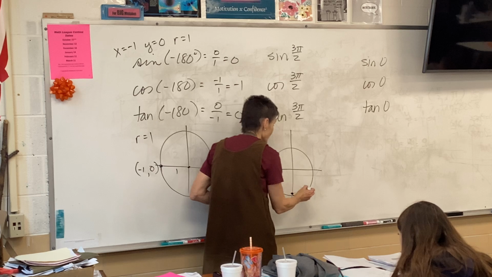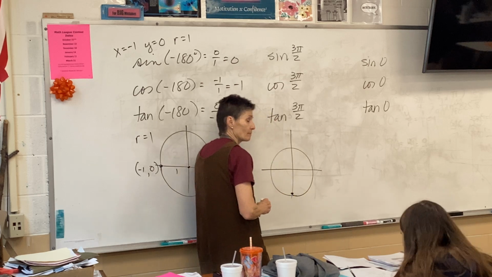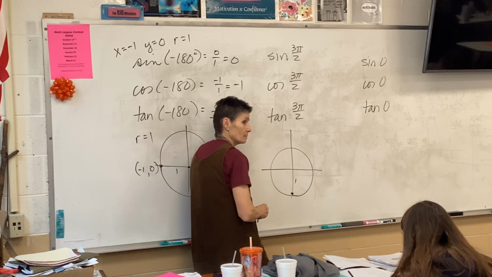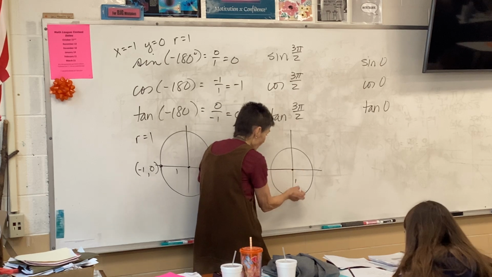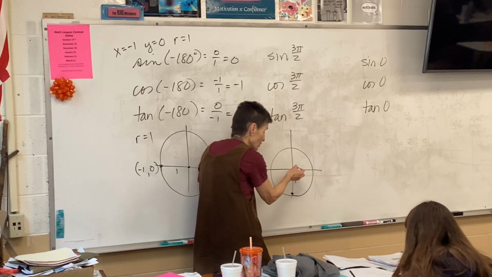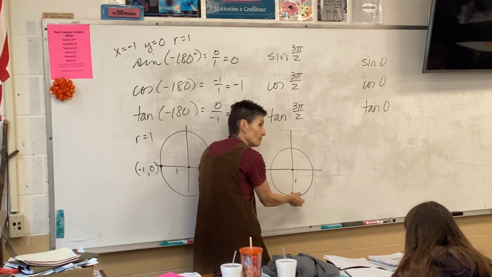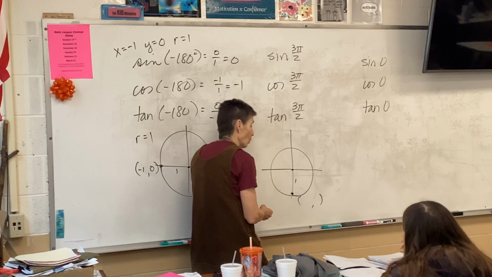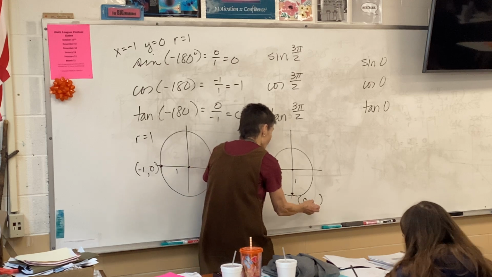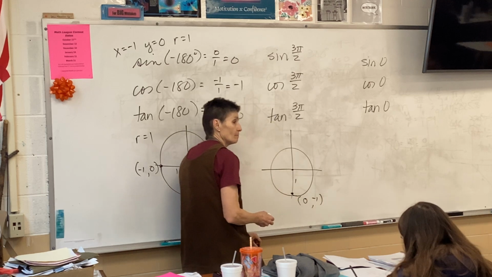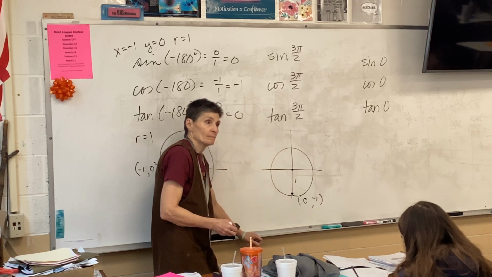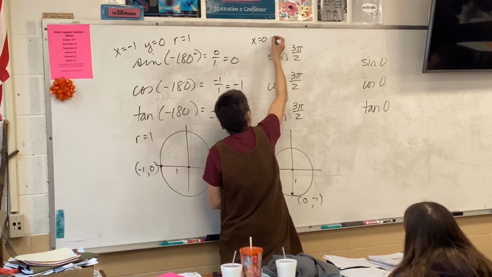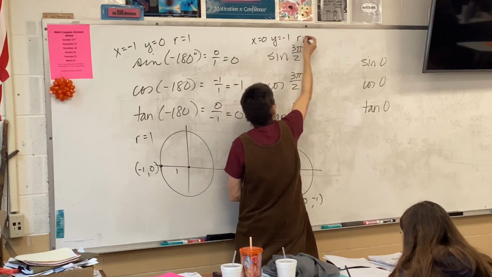On the axis, so I'm going to draw a circle. I'm going to let my radius be 1. And now I'm going to figure out that point. So here's my origin. I'm going straight down 1. So what is that point if I go straight down 1? 0, negative 1. So x is 0, y is negative 1, and r is 1.